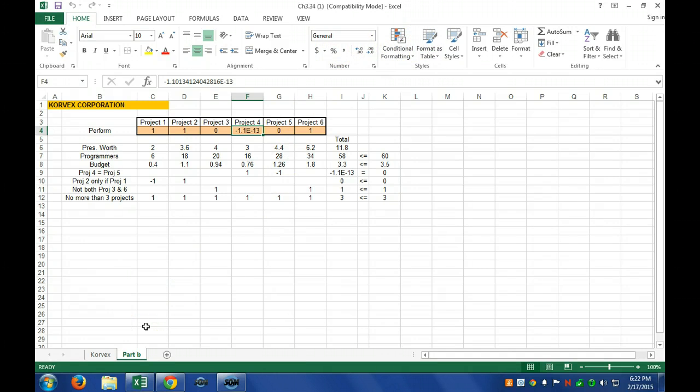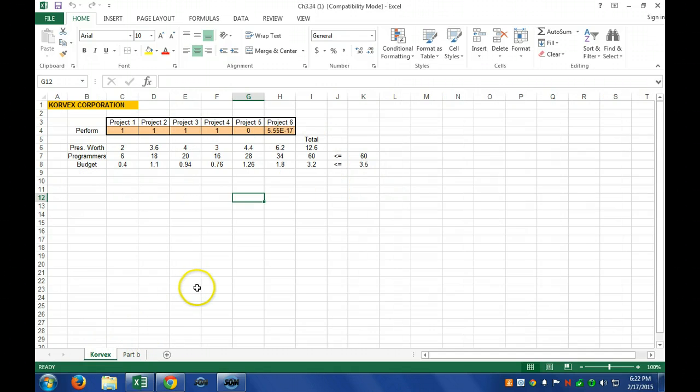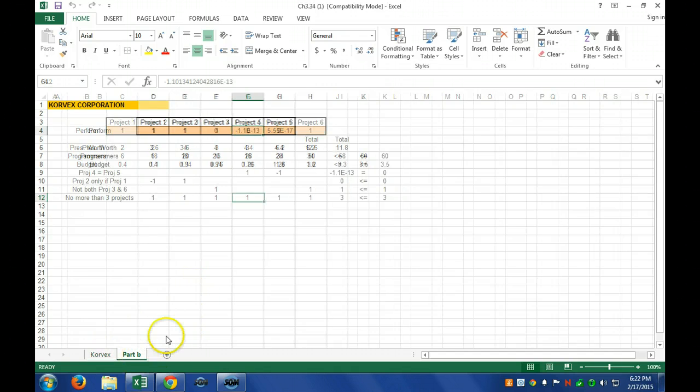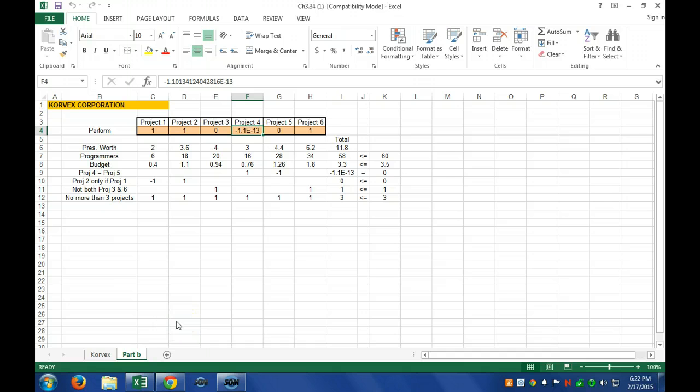So any questions on that? Do you guys understand those constraints? Because that is tricky. With the binary, it is tricky.